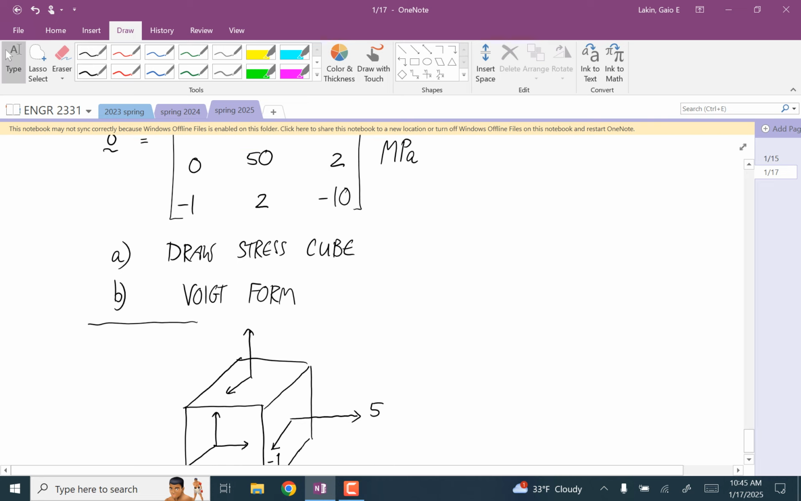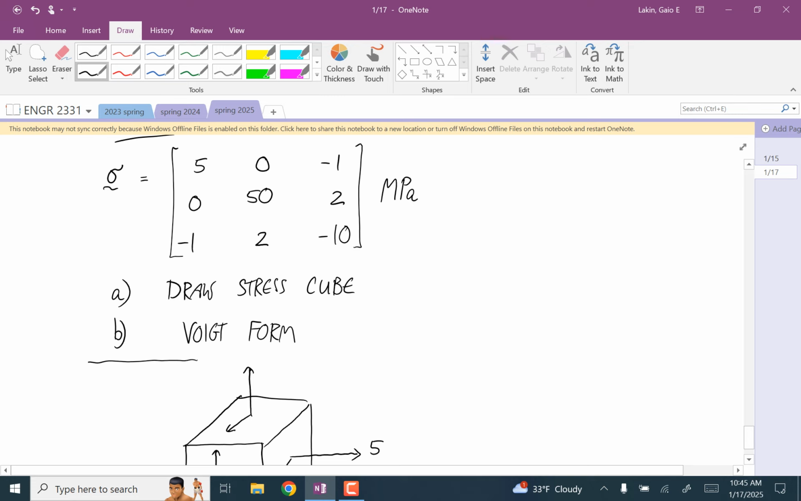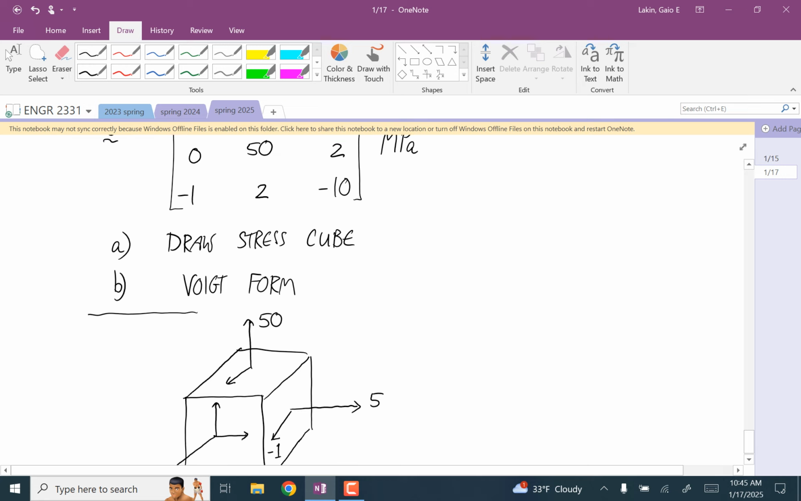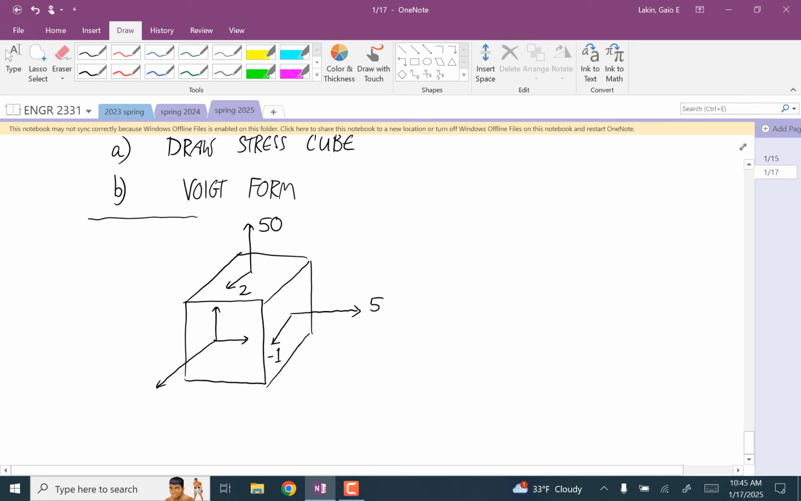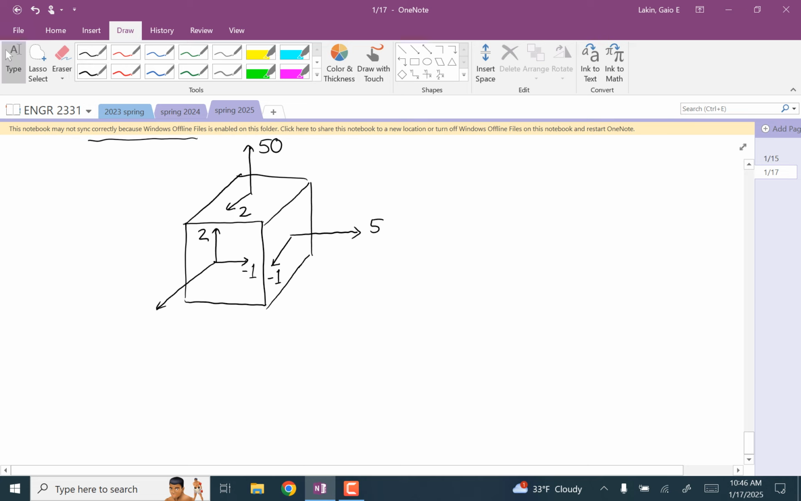Now we'll go to the Y face. We already dealt with the 0. The 50 is here. And then the +2 is here. And now, because of the symmetry of this matrix, we know that this one is also 2. We know that this one is also -1. And the last value is -10.